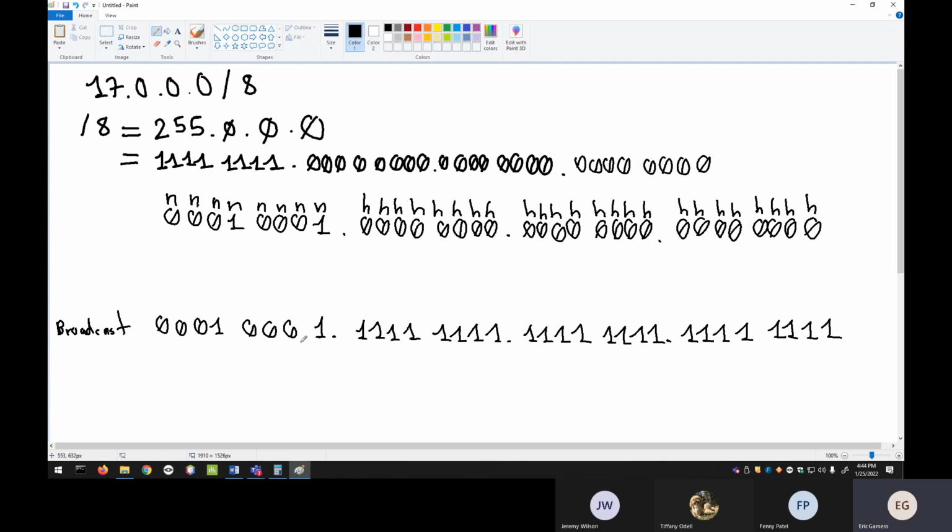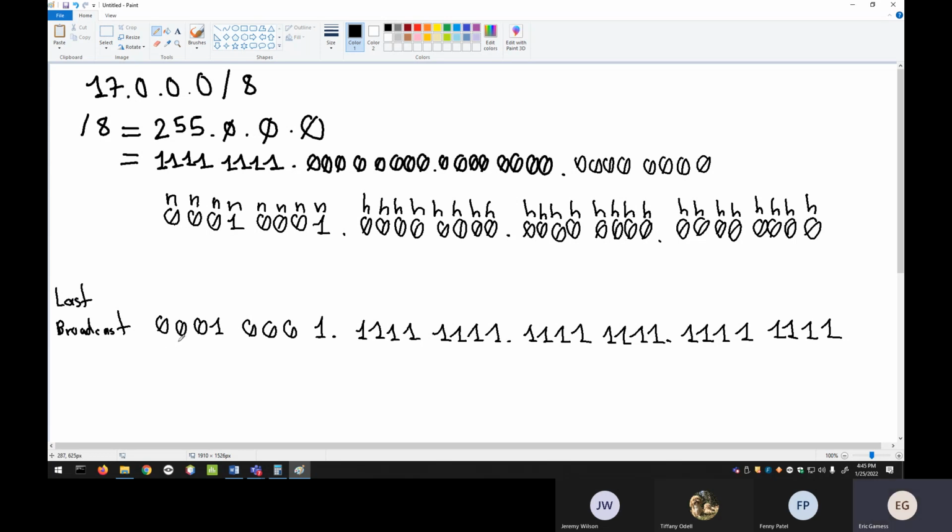So what is this number? 17, isn't it? What is this number? 255. What is this number? 255, the third byte. What is the number in the fourth byte? 255. So the broadcast address will be 17.255.255.255.